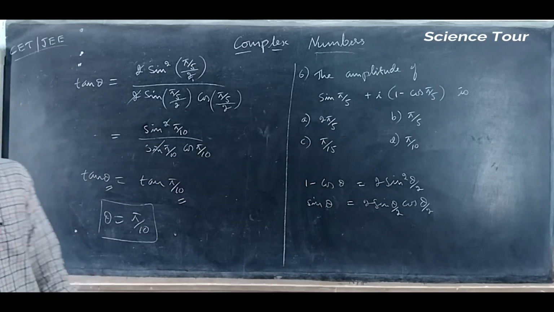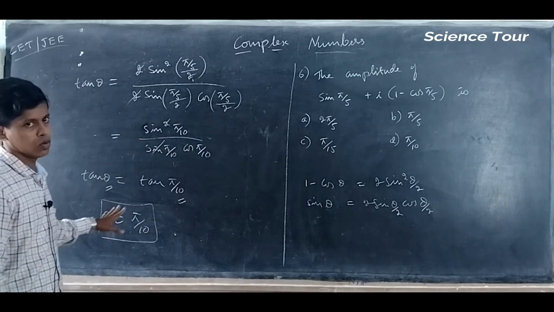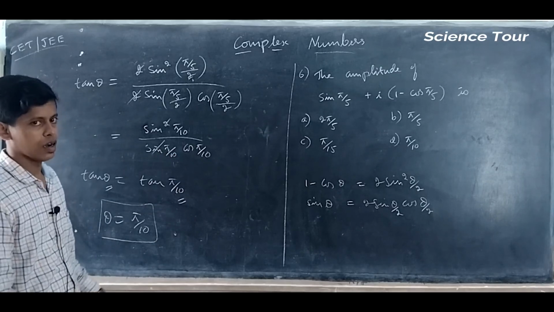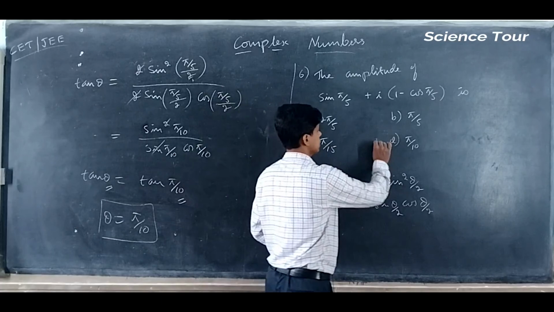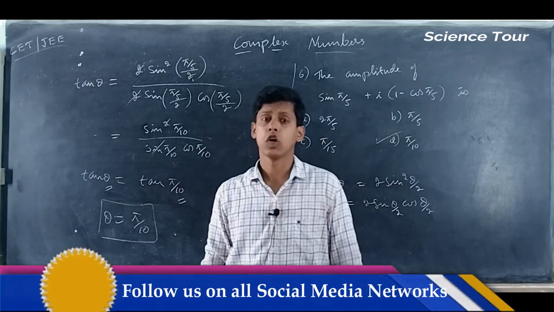This is a different problem. Please understand. Please note down. Okay, you must use the half angle formulas of trigonometry. Well, so what's your answer? Pi by 10, and that's option D.